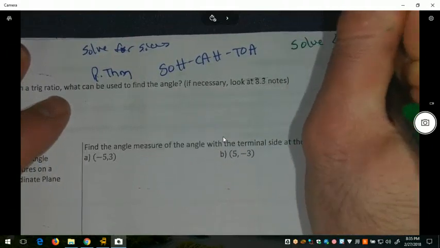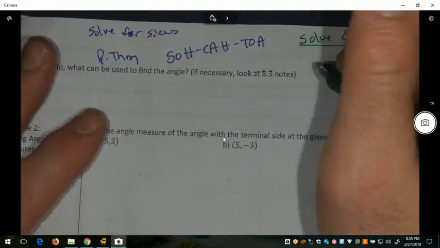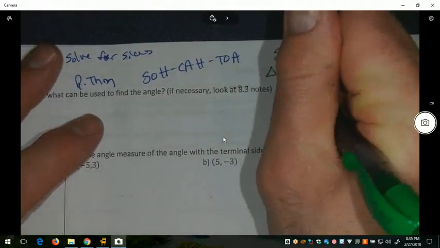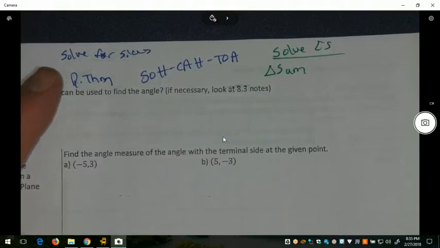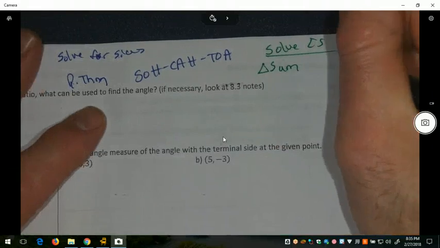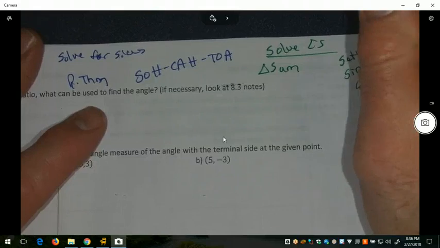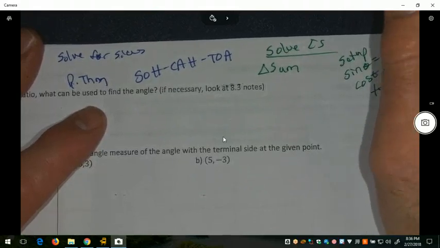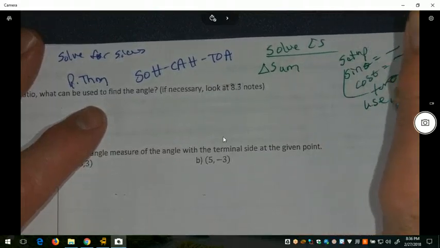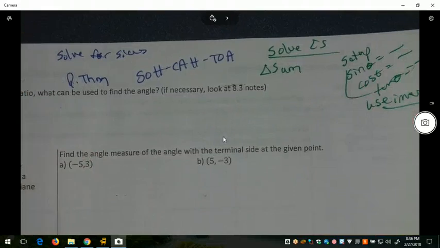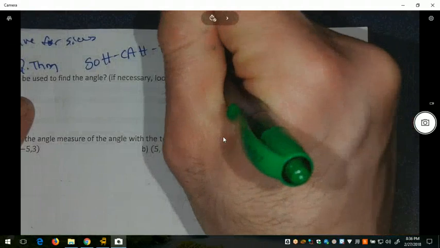How do we solve for angles? Well, if it's a right triangle and I've given you one of the two acute angles and you know the 90-degree angle, you can use the triangle sum theorem to find that third angle. However, if I didn't give you any of the acute angles and you only have the right angle, then you have to set up your sine ratio, cosine ratio, or tangent ratio, and then use the inverse to find the angle. So you set up the ratio and then you use the inverse. Again, if you don't remember that, you need to go back to lesson 8.3.